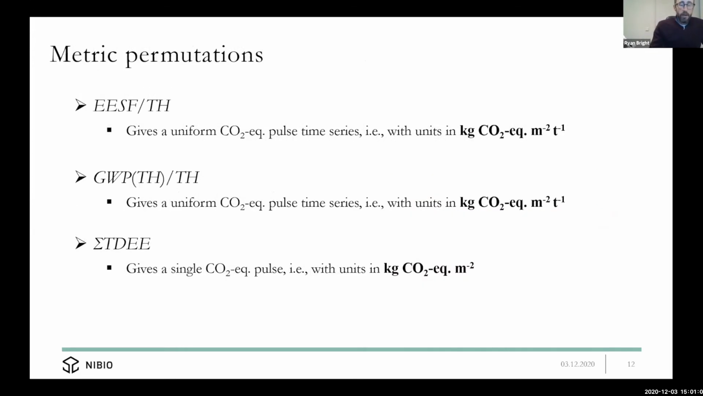So we noted in our review that there had been permutations of these 3 measures also applied to meet the different interpretation needs of the practitioners surrounding the time dimension. In other words, whether a single or a time series of CO2 equivalent pulses was desired.